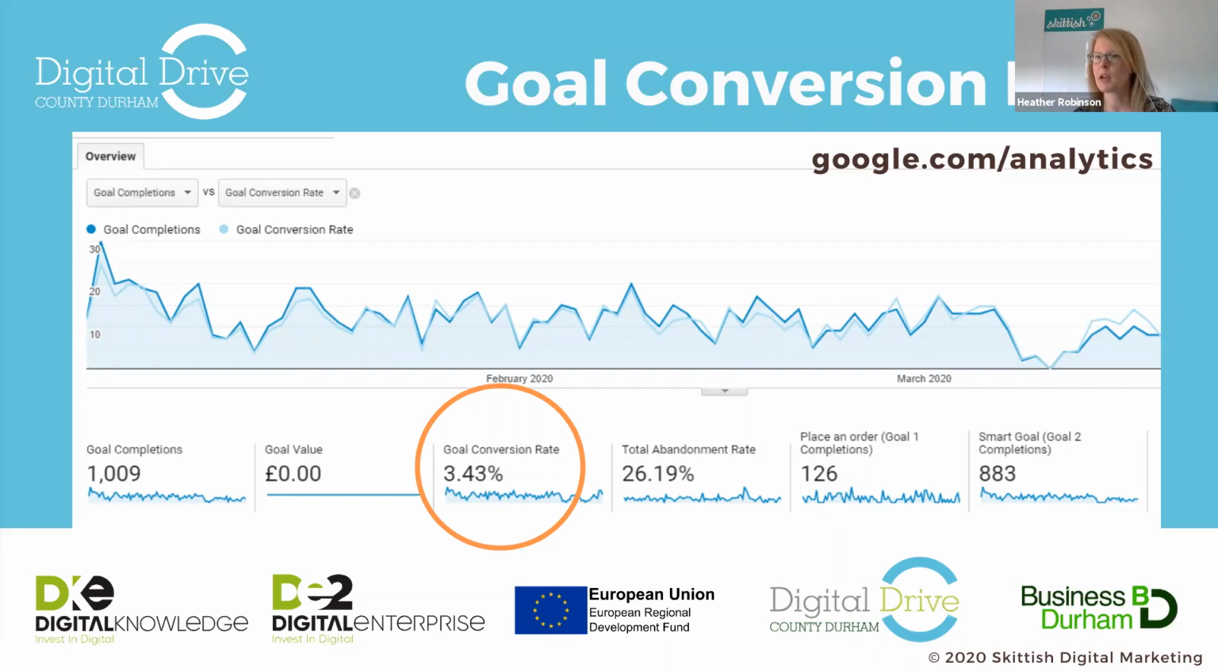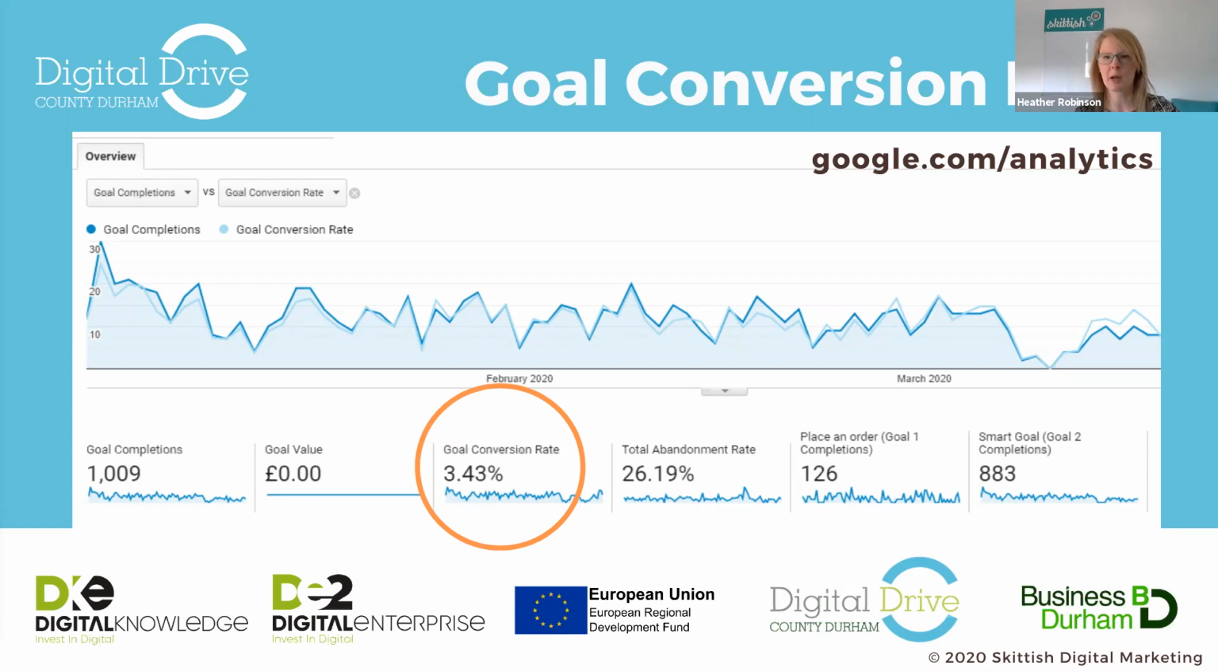So the first thing we'll look at is goal conversion rate. This is essentially the number of goals that have happened on your website divided by the number of sessions on your site. And you can view this over time. So this is what we would usually do. What we see on the screen here, this report, the goal conversion rate is 3.43%.